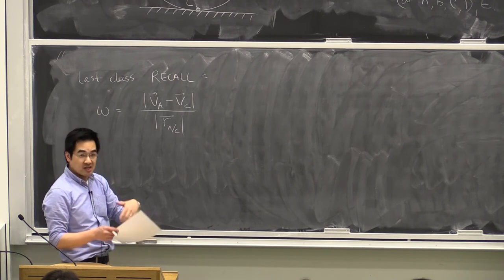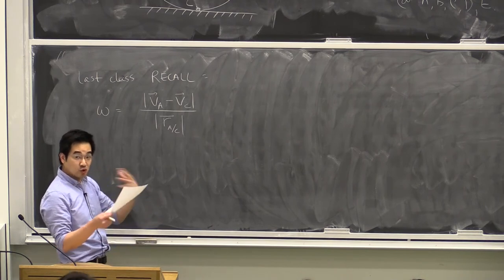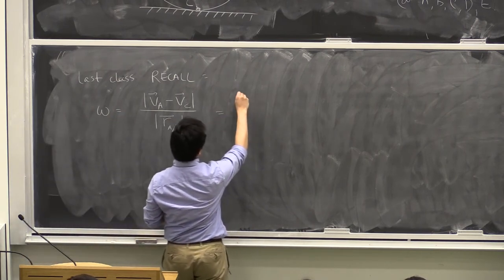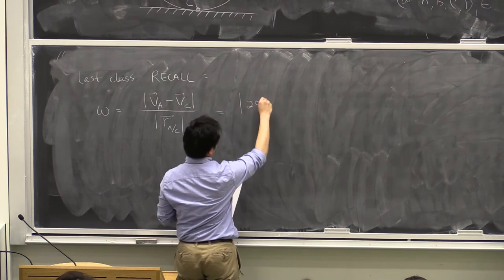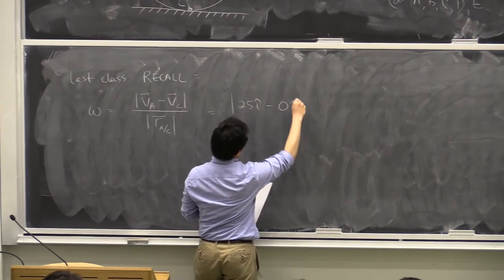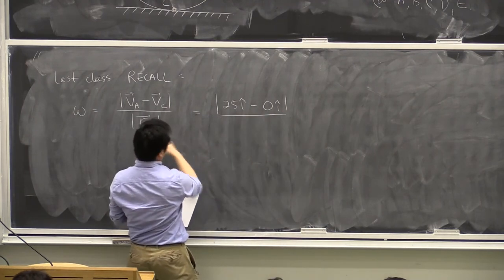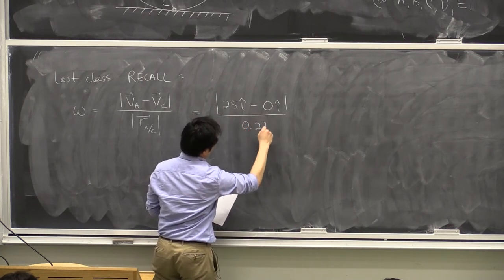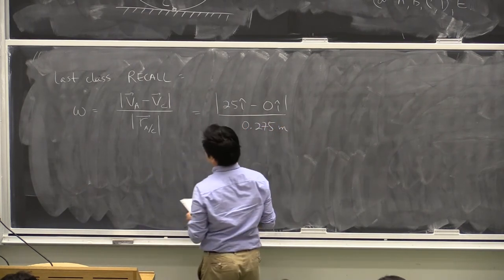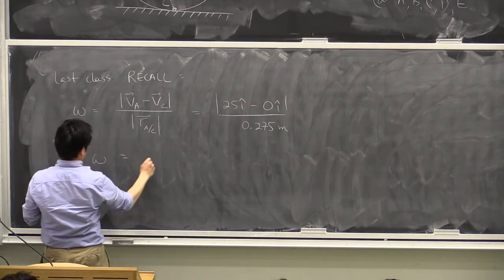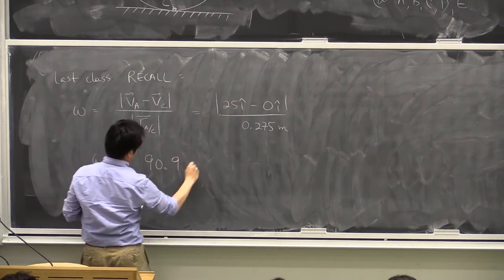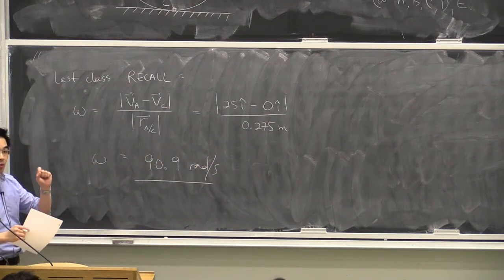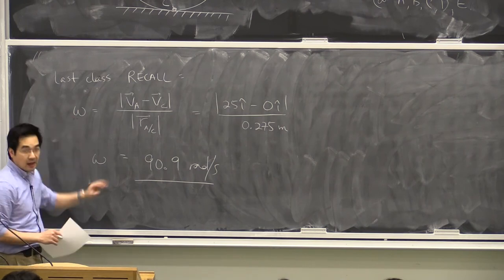And that was the trick, was that I didn't know any of the five to begin with, but I found two of the easier ones to do, figured them out, and then now I can do this. I can say that VA has to be 25i. VC is 0i, okay? And so RAC must be the distance between A and C. It's just one radius. So it has to be 0.275 meters. And so omega is 90.9 radians per second, okay?